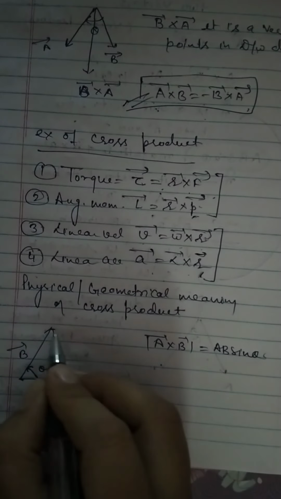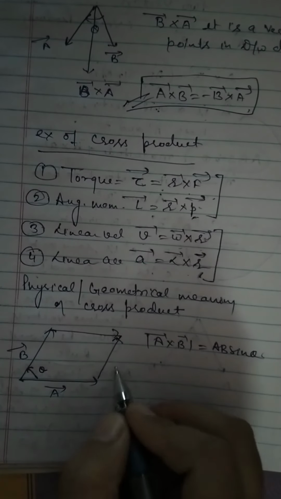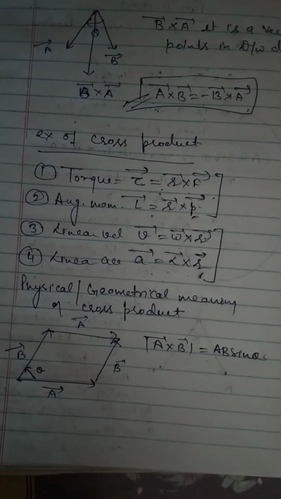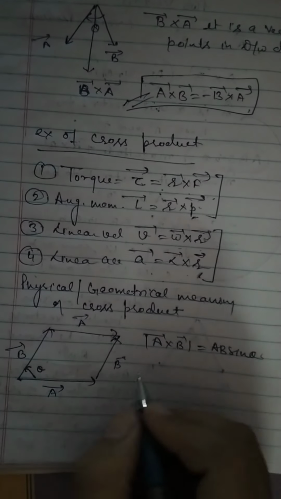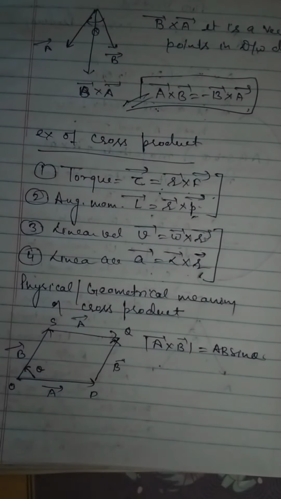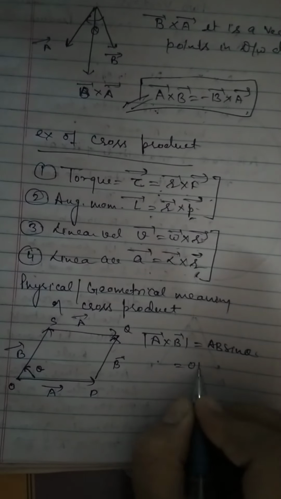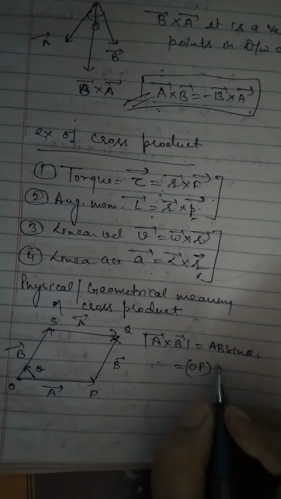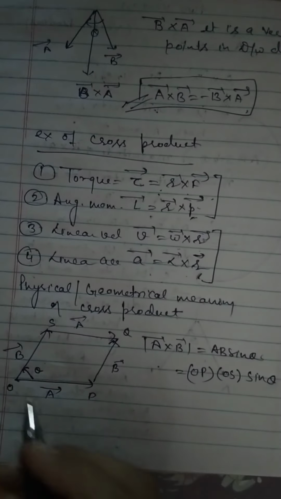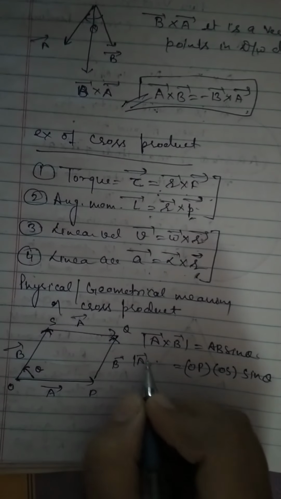Now if I complete this parallelogram, this is vector B, this is vector A. I label it O, P, Q and this is S. So the A vector is represented by the side OP, and the B vector is represented by the side OS. This is mod of A cross B.